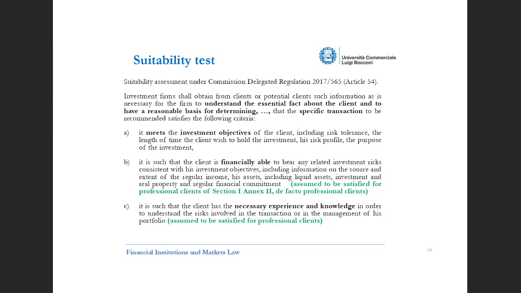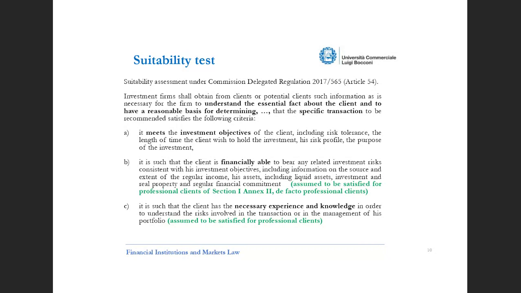And in performing investment advice and portfolio management, the firm must always ensure that what it does complies with the client classification under the suitability test. So it needs to understand and to check that the transaction meets the investment objectives of the client, including risk tolerance, length of time, risk profile, and the purpose of the investment.